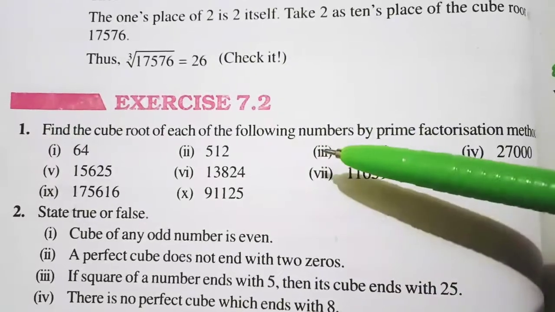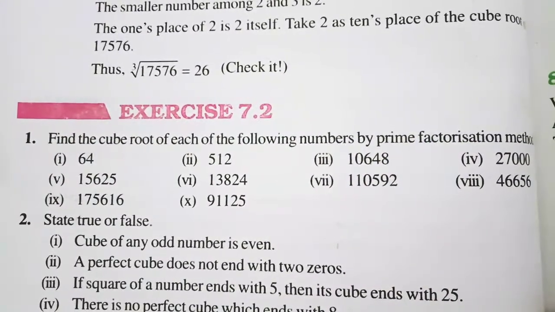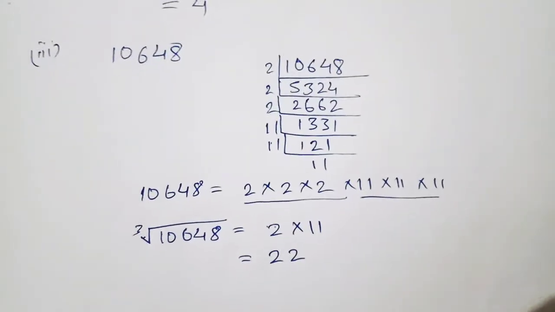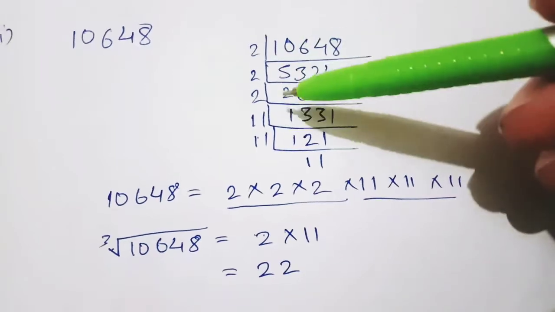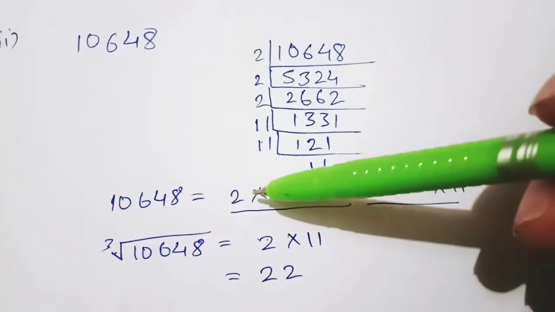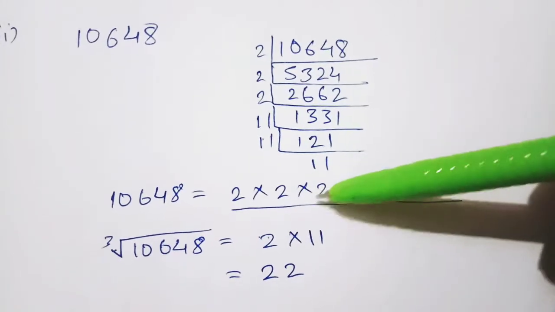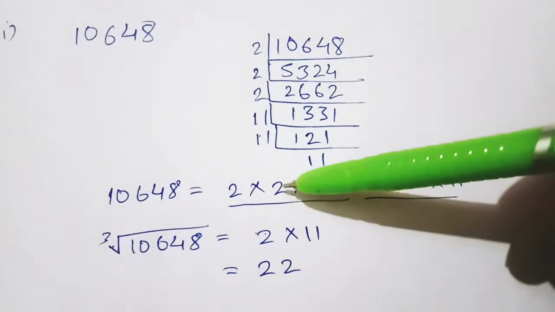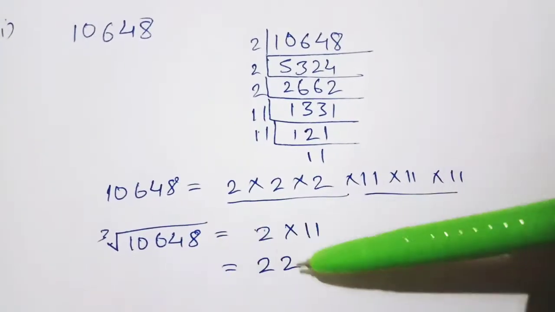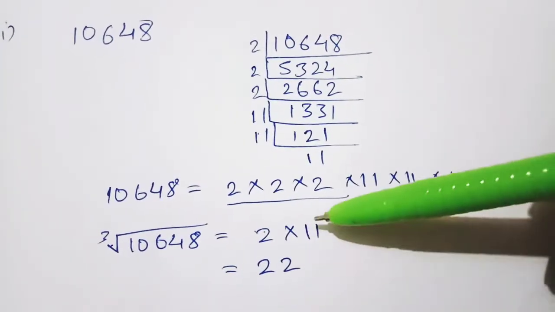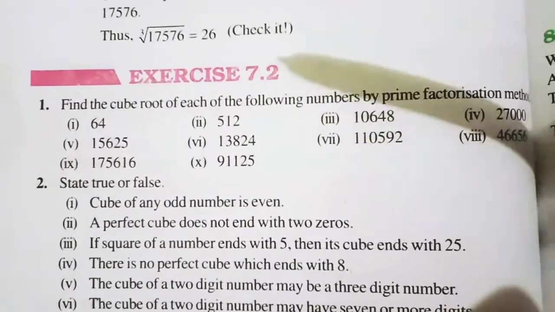Now let us take this 3rd number, 10648. Here you can see 10648. I have factorized this number in this way. Now you are getting three 2's and three 11's. So this is one group of 3 and this is another group of 3. For this 2, 1 time 2, and for this 11, 1 time 11. So the cube root of 10648 is 22. 2 into 11 is 22. Understood? Very easy.